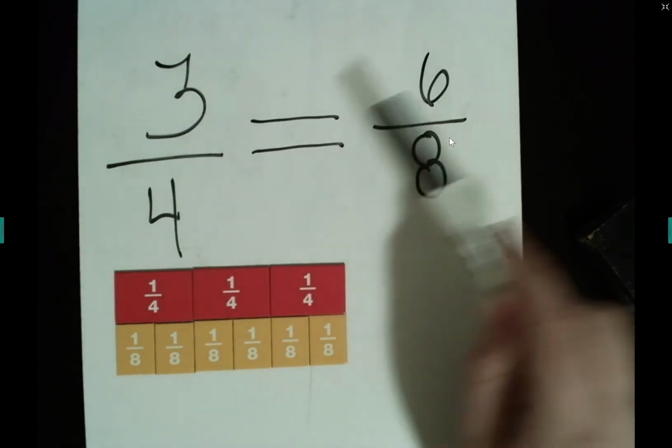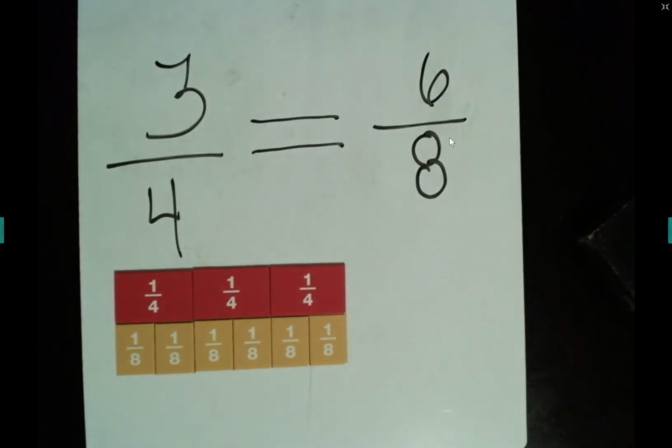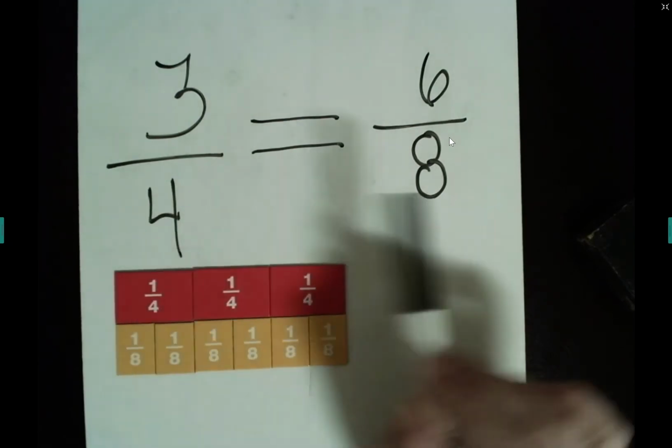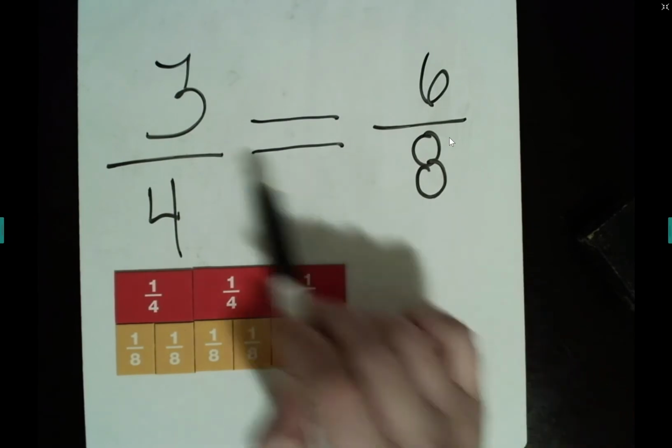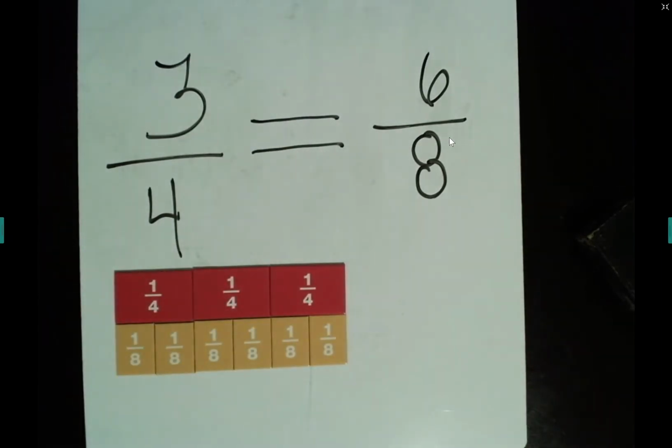3/4 is equal to 6/8, which means if you had a cake in front of you, one cake was divided into fourths and one cake was divided into eighths. If you ate 3/4 of one cake and 6/8 of the other cake, you're eating the exact same amount. They are equal to each other.